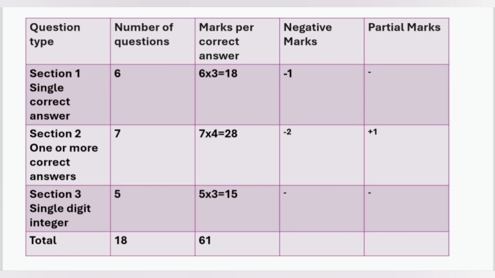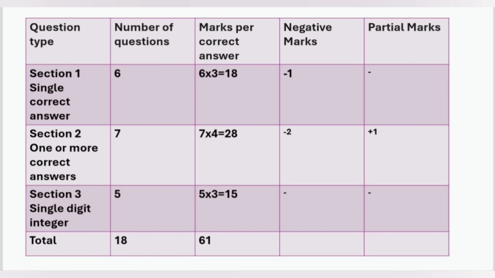Section 1, single correct answer, means out of 4 options, 1 option will be correct. Section 2, 1 or more correct answers. In 4 options, more than 1 or more than 2 will be correct. Only 1 will be wrong or 2 will be wrong. Right? And section 3, single digit integer, that is numerically based questions.